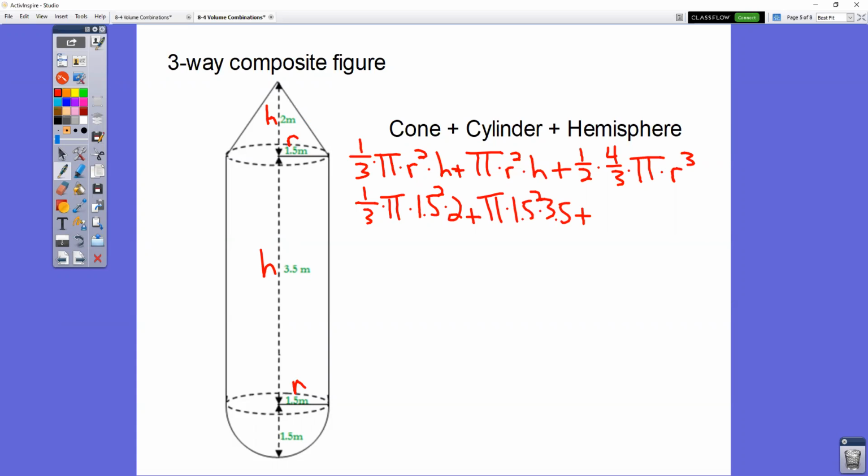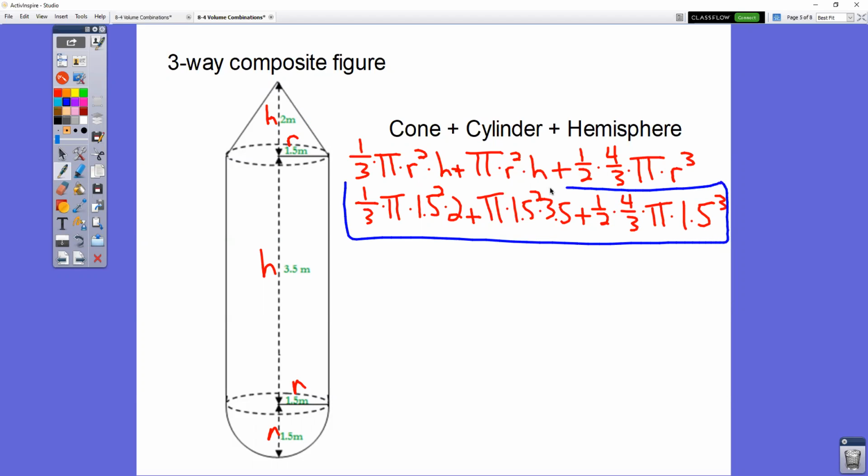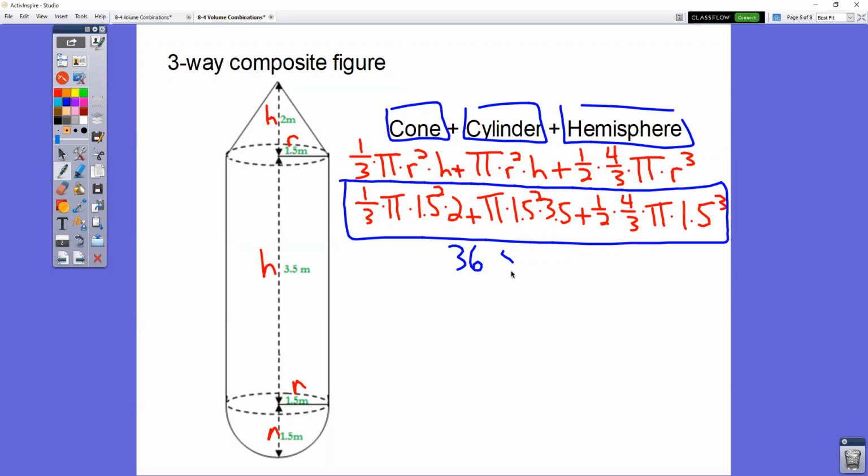For our hemisphere at the bottom, we have our radius. This 1.5 is also our radius. So we have, because that can go in any direction, 1/2 times 4/3 times pi times 1.5 to the third power. That's a lot to type into the calculator all at once, but that's how you could do it. Or you could type in each one individually and then add your answers together. You could do it that way as well. When you do that, you get a big long decimal answer, 36.5210146, blah, blah, blah at the end.